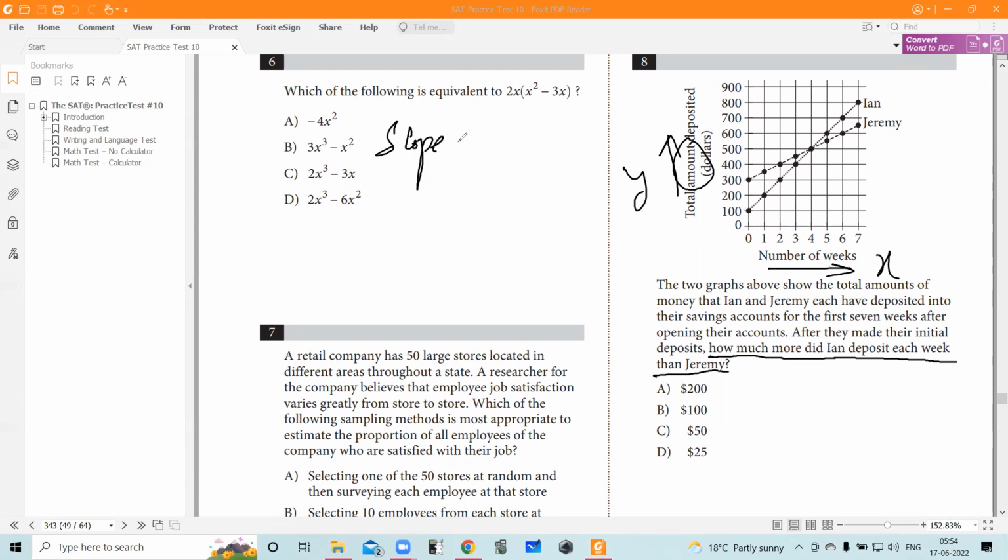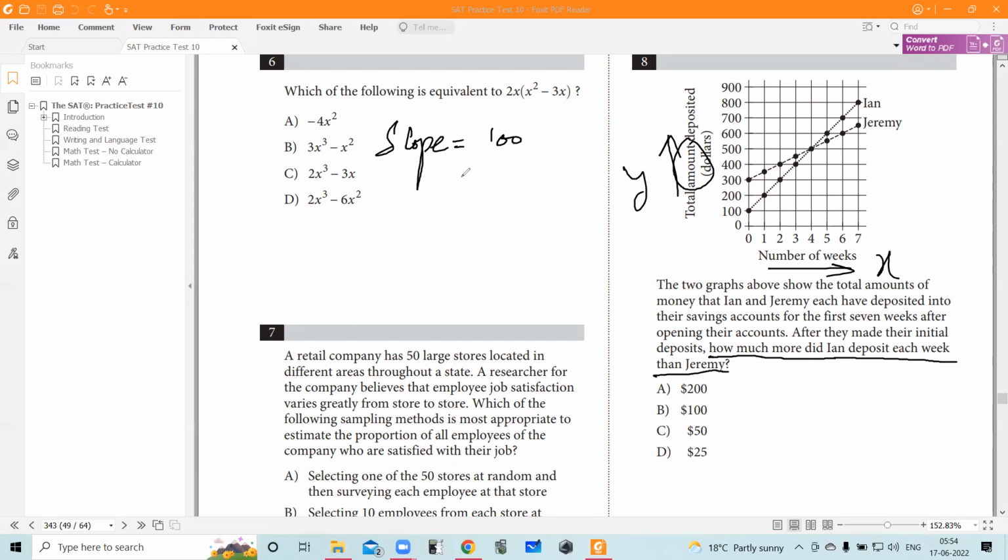But isn't it just 1? Because rise over run is equal to 1. Y2 minus y1 divided by x2 minus x1. Are you sure it's 1? No, okay, 200 minus 100. Okay, so it's 100, right? Yeah, it's 100. So Ian is depositing $100 per week.